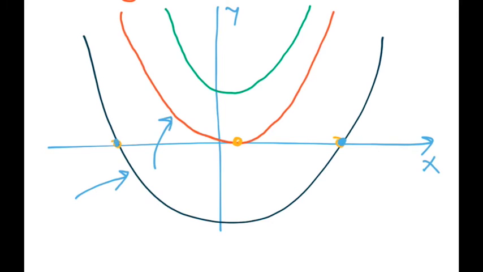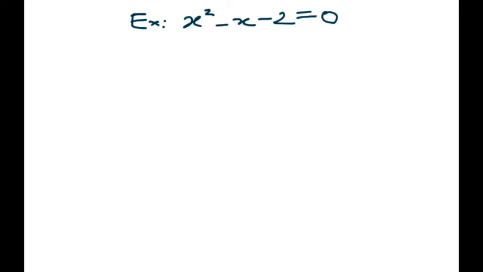In this case, the curve just touches the x-axis, which means it has a real root, but both the roots are the same. And in this case, it neither touches nor intersects, so it doesn't have roots, or we can say it doesn't have real roots.